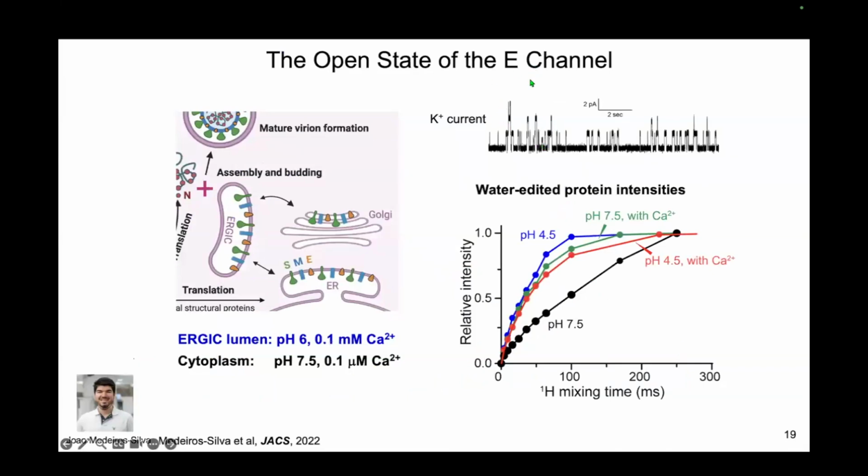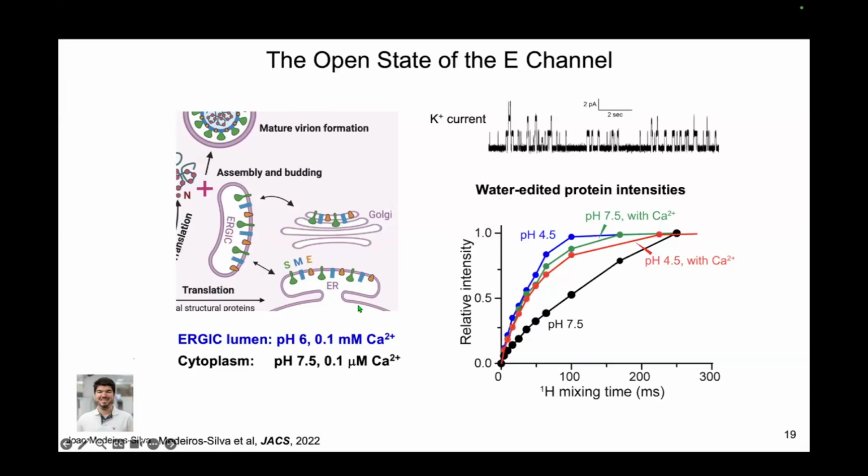Now the question is, if you have a closed state at neutral pH, what does it take to form a conducting, open or activated channel? So Joao in my lab decided to study the E protein transmembrane construct at low pH in the presence of some calcium. The reason for having these 2 factors is because the ERGIC is acidic compared to the cytoplasm, and it is calcium rich.